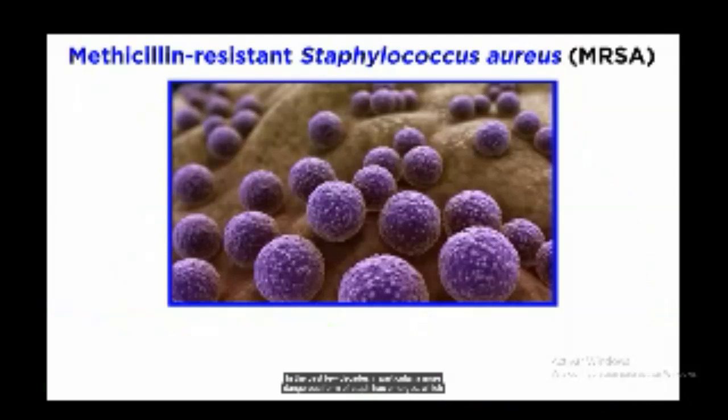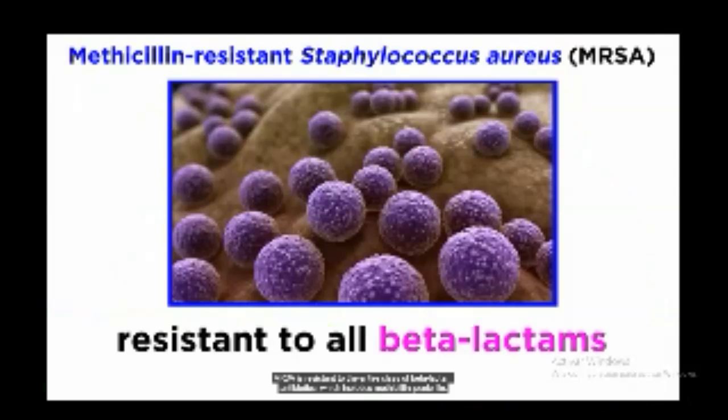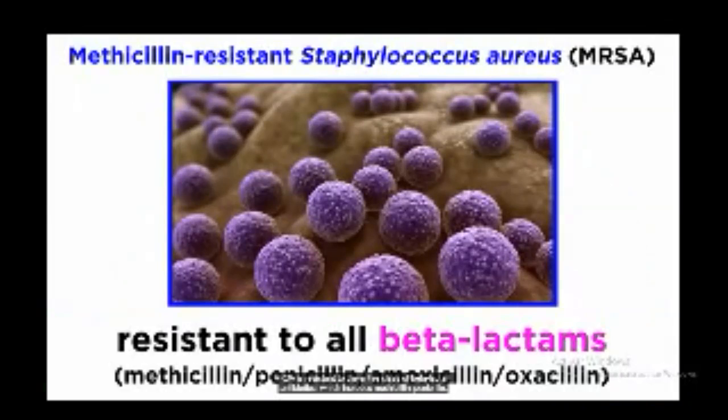In the past few decades in particular, a more dangerous form of staph has emerged, which is called Methicillin-Resistant Staphylococcus aureus, or MRSA. MRSA is resistant to the entire class of beta-lactam antibiotics, which includes methicillin, penicillin, amoxicillin, and oxacillin, all antibiotics you've likely heard of and almost certainly taken in your lifetime.